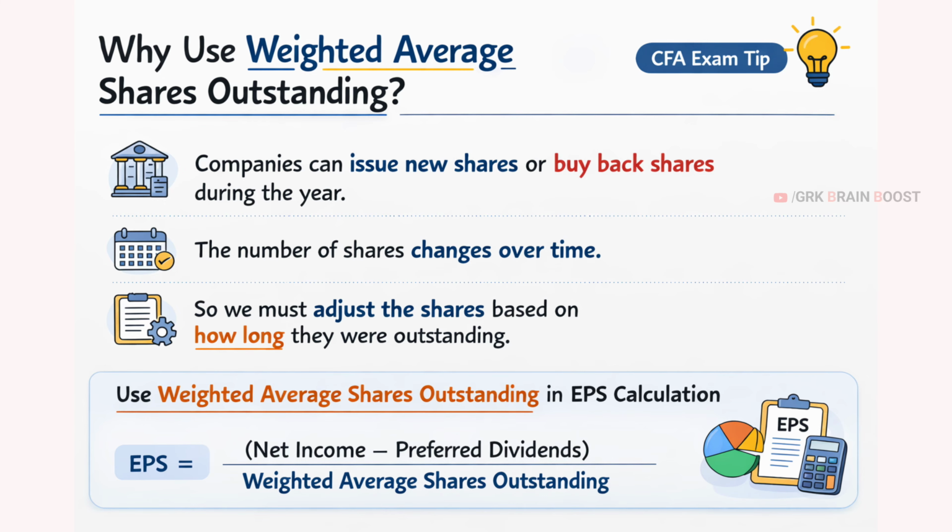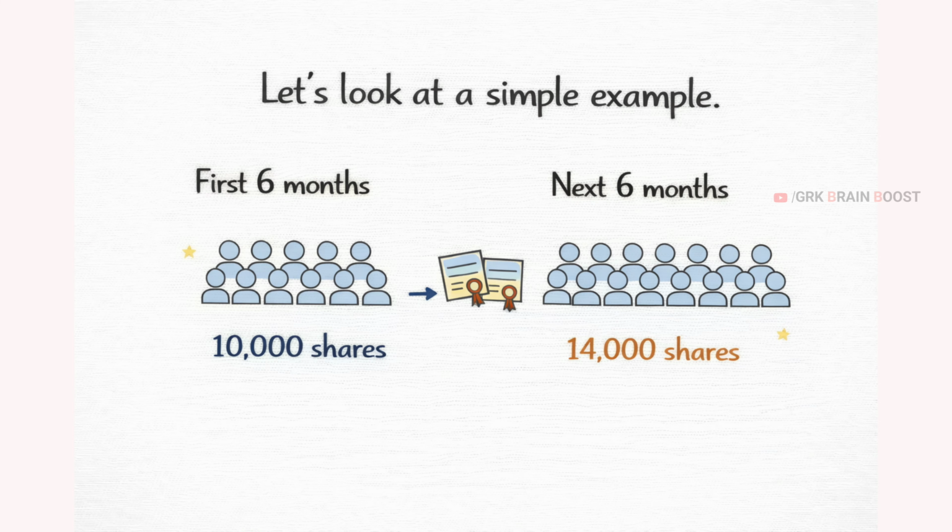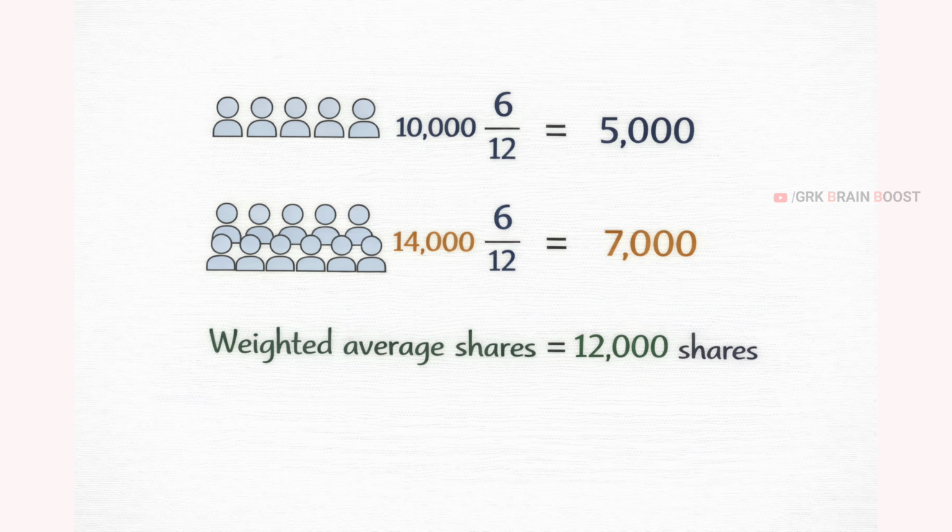Let's look at a simple example. Suppose a company had 10,000 shares at the beginning of the year. After 6 months, it issued 4,000 new shares. So for the first 6 months it is 10,000 shares and for the next 6 months it is 14,000 shares. Now we calculate the weighted average. 10,000 into 6 divided by 12 is equal to 5,000 and 14,000 into 6 divided by 12 is equal to 7,000. So the weighted average shares is equal to 5,000 plus 7,000. Therefore it is 12,000 shares. This type of calculation is very common in CFA exam questions.